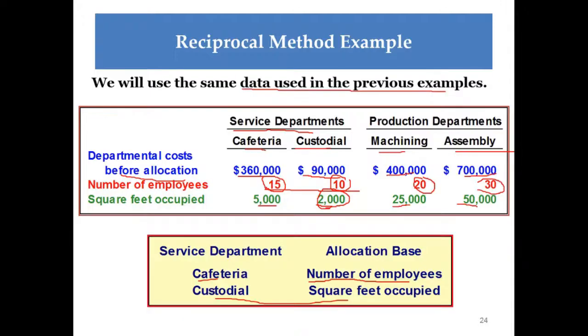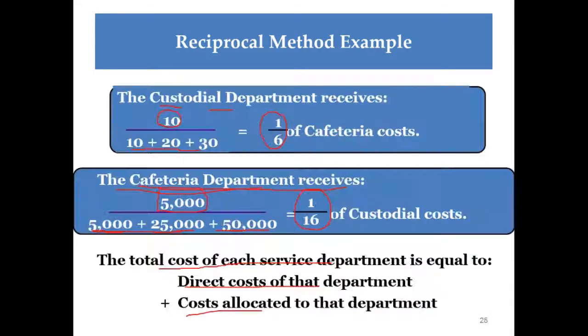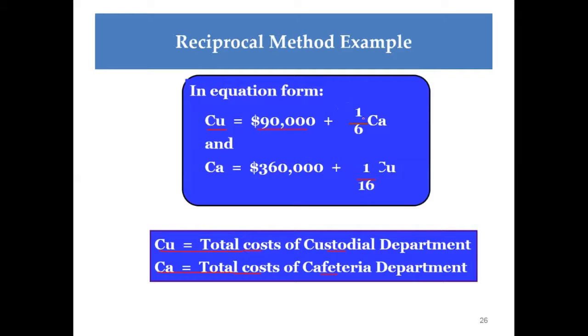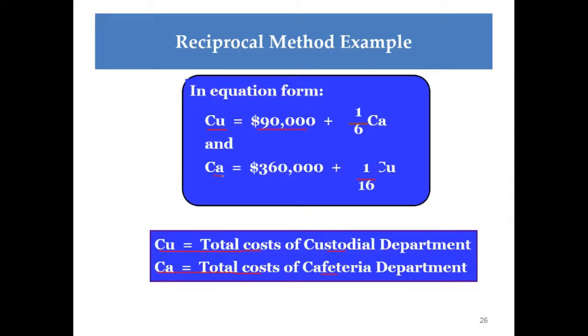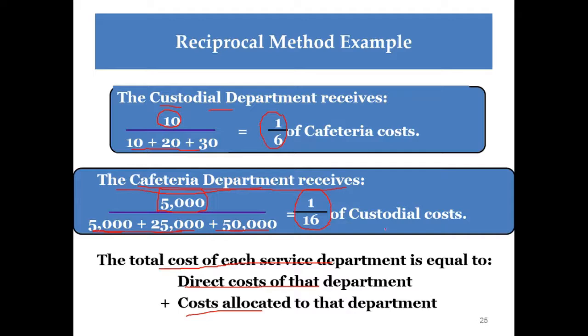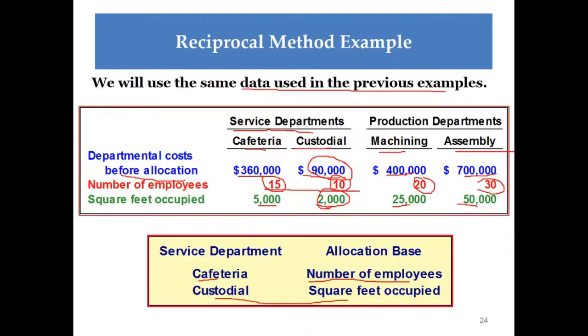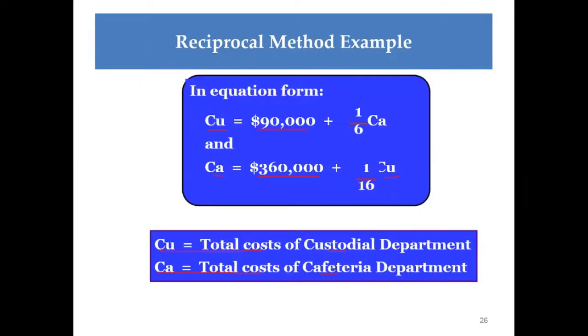90,000 is its own cost, plus 1 by 6 of the cafeteria cost. And we have here the cafeteria cost is 360,000, which is its own cost, plus 1 by 16 of the custodial cost. Then we have this total cost.